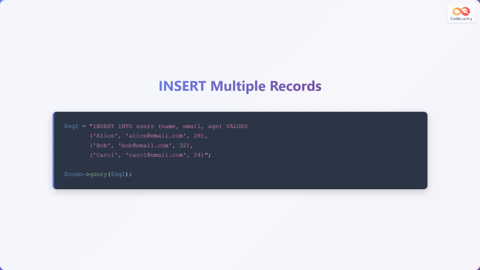To insert multiple records at once, you can modify the values clause to include multiple sets of values, each enclosed in parentheses and separated by commas. In this example, we're inserting 3 new users: Alice, Bob, and Carol, along with their respective email addresses and ages. This approach is more efficient than executing multiple individual insert statements.